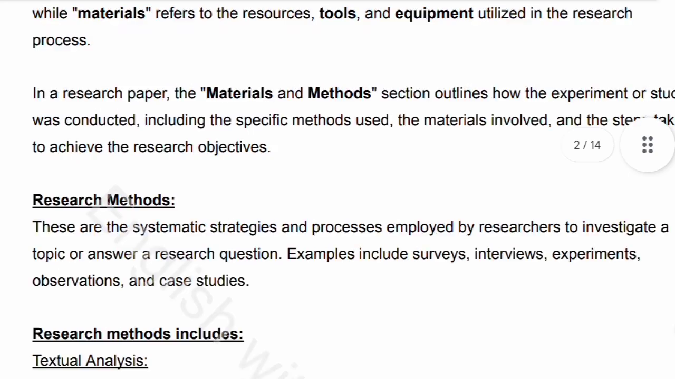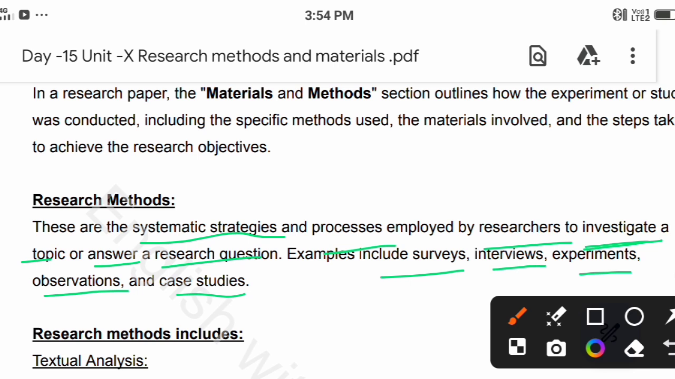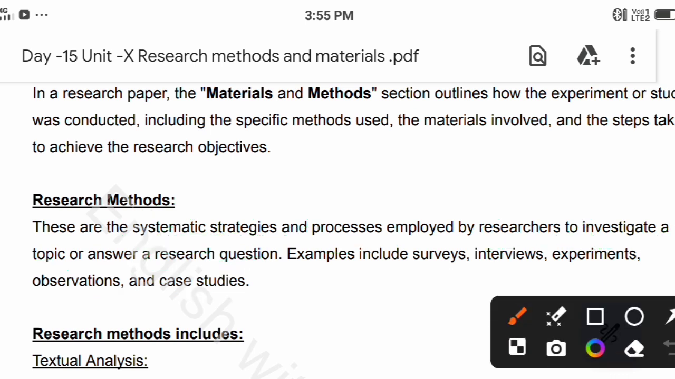Now let me clear the topic one by one. First, we will do research methods. These are the systematic, strategic processes employed by researchers to investigate a topic or answer a research question. Examples are surveys, interviews, experiments, observations, and case studies. Now you understand that research methods are the systematic strategies and processes employed by researchers to investigate a specific topic or answer a research question. Now you understood what research methods are, why we study them, and what the examples are.